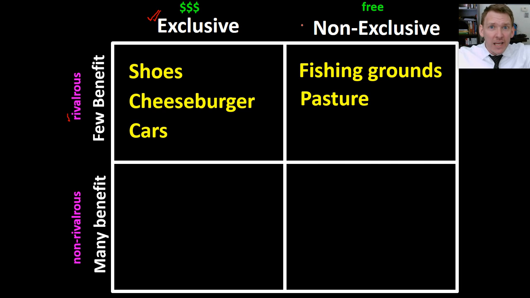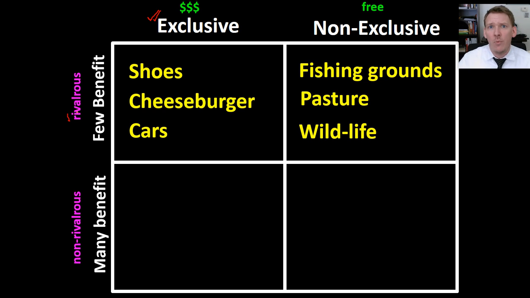So you can't really keep people out of the pasture. So it is non-excludable, but only a few people are going to benefit from it because there's only so much good grass to feed my sheep and to feed your cattle. Eventually, there's not enough grass there, and so no one's benefiting from it. You can still use it. You're walking around on the dirt.